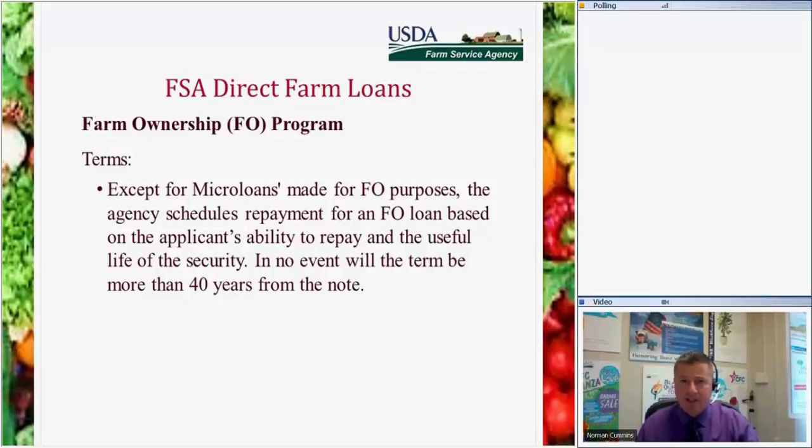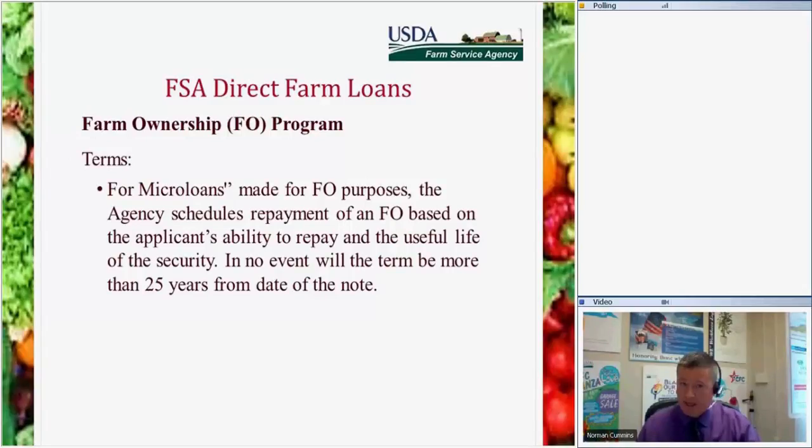We're not going to do a 10-year loan on you when it's impossible for you to pay back. What I normally like to do, especially on property, is extend it out for 40 years, and then if you can pay back early, great. And again, like I said, microloans are only good for 25 years.